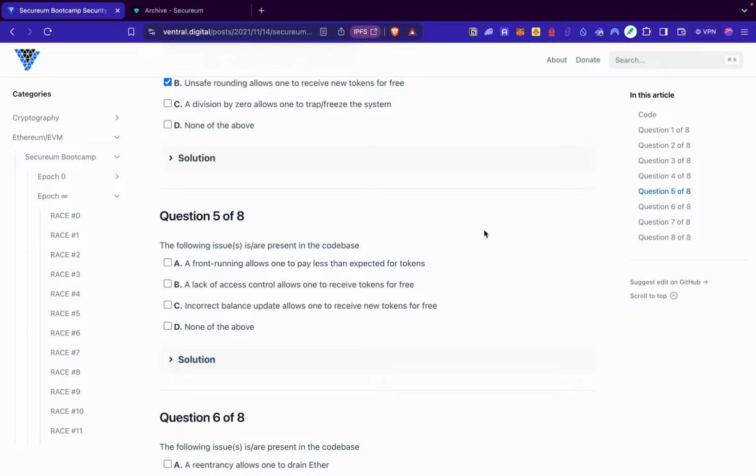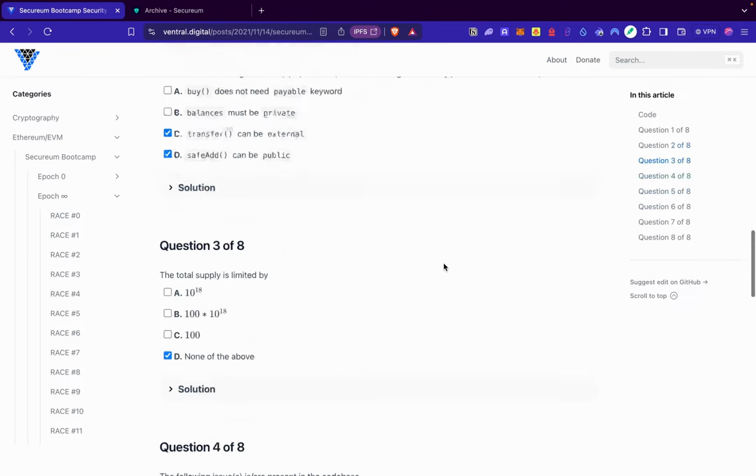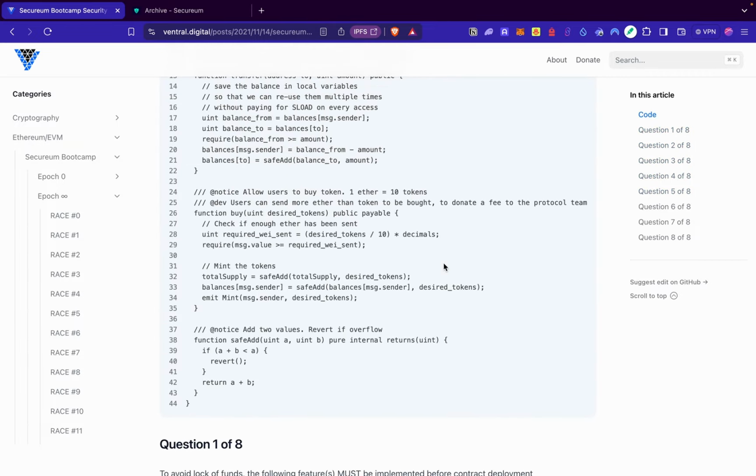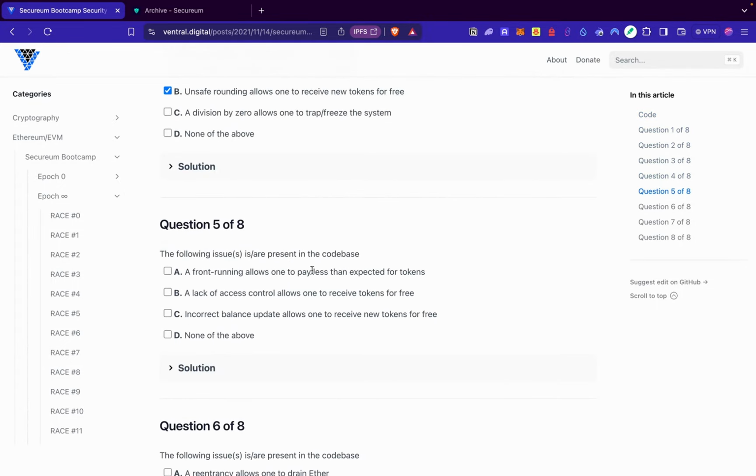So next, fifth question. Now, this question is a really good example of how gas optimization can go wrong if you haven't done it properly. So let's look into it. The following issues are present in the code base. A. Front running allows one to pay less than expected for tokens. So this is usually done by manipulating the token price while you are executing the transaction. So you manipulate the price such that you get more tokens than you should get. But since the token price is fixed here, you cannot do that. So this is false.